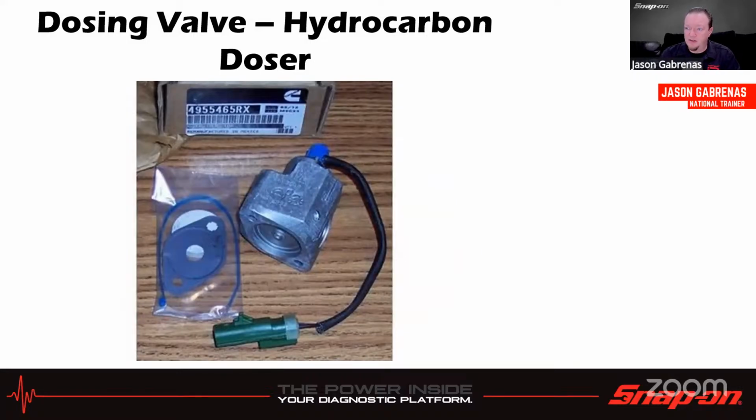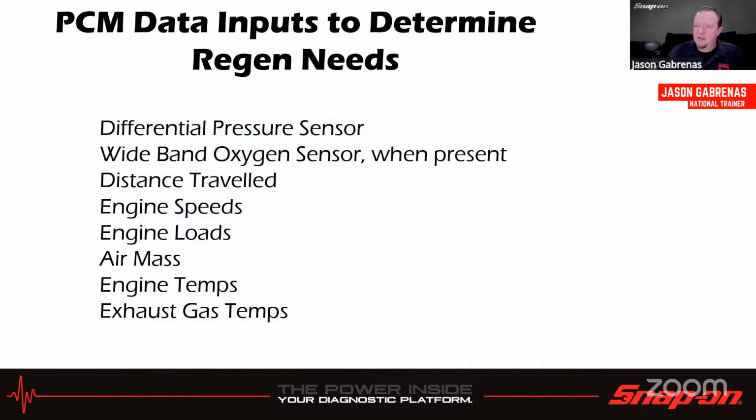And then the dosing valve, that would be how it injects the diesel fuel into the exhaust. So you see it's just got a little gasket there. It goes on the exhaust. And it's just like a poppet valve, I guess. And it allows that in there. Just plumbed into the diesel fuel line itself.